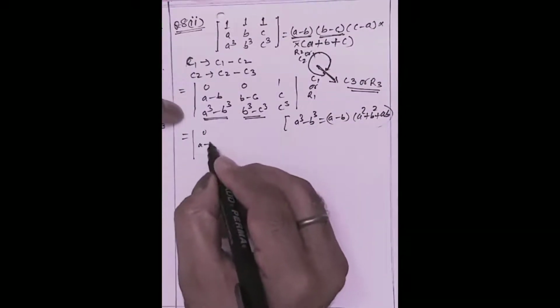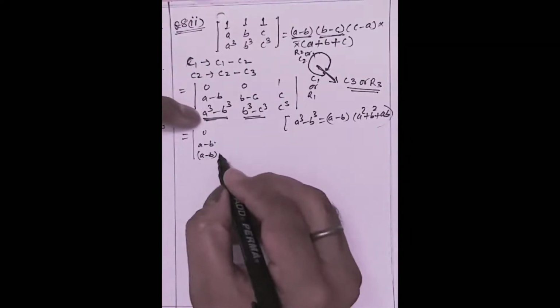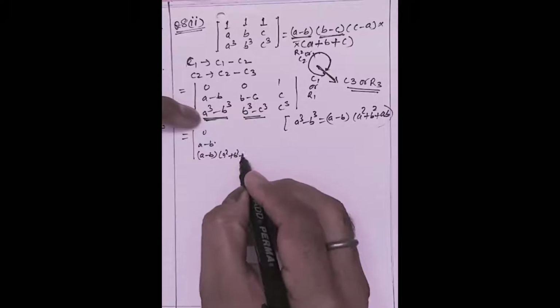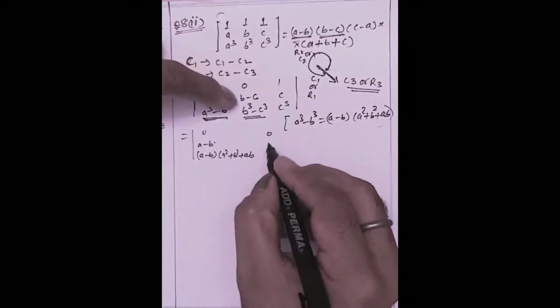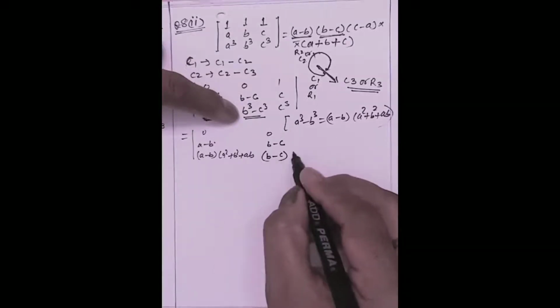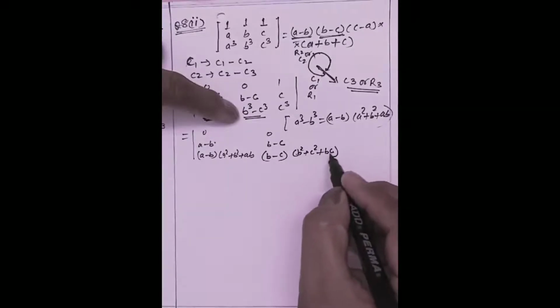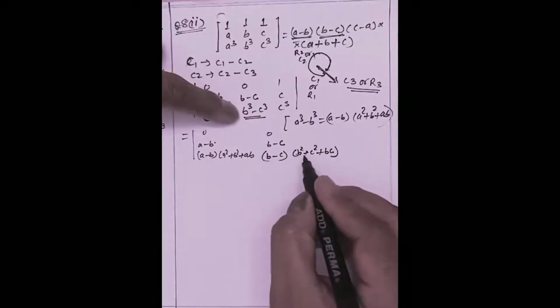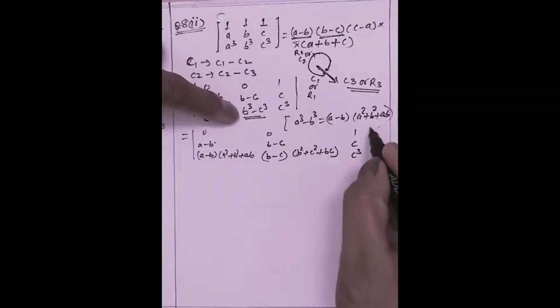0, A minus B, and then factorization of A cube minus B cube. So A minus B into A square plus B square plus AB. This is C1, and then similarly C2: 0, B minus C and B minus C into B square plus C square plus BC, and the last column 1, C and C3 is as it is.